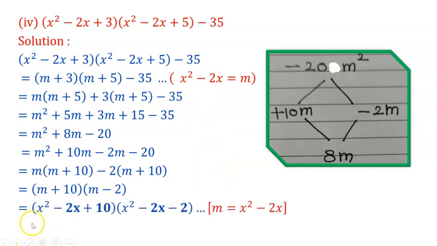Okay. That is x square minus 2x plus 10 in the first bracket and in the second bracket x square minus 2x minus 2. Now next, can we factorize this x square minus 2x plus 10 and x square minus 2x minus 2? We cannot factorize, keep it as it is, and these are the required factors.